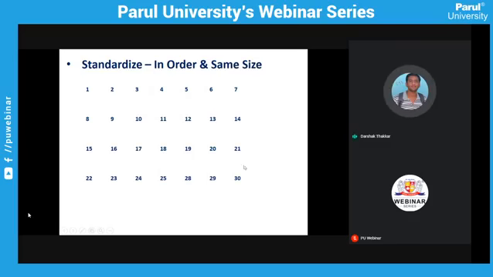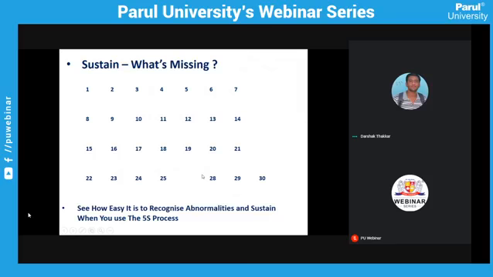But once we standardize these, we order these in the same size, in the same manner, so it is very easy to identify this number 30. Now if we check this regularly, as this is implemented regularly, we can also check for missing things. Like suppose here missing is number 27, right? 26 and 27. So if we do regular checks, we can easily identify the abnormalities, right? So it is very easy to recognize abnormalities and sustain when you use the 5S. So this is a basic example, right?